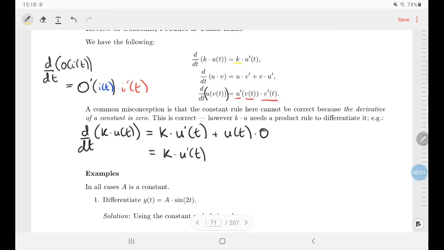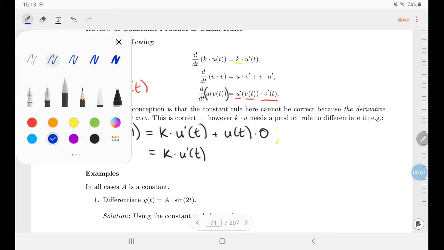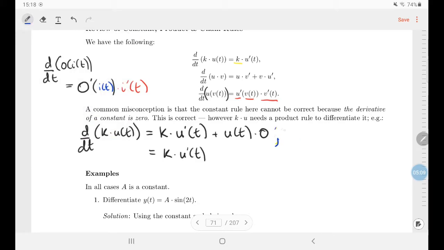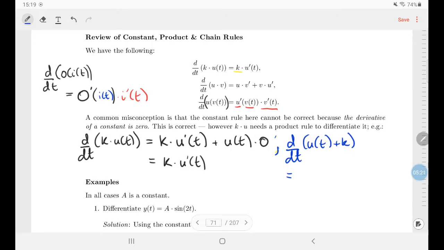A different scenario is if you're differentiating a function plus a constant. If you've got a sum, you just differentiate term by term. So the derivative of u of t is u dashed of t, and the derivative of a constant there is 0. But that's not the same.